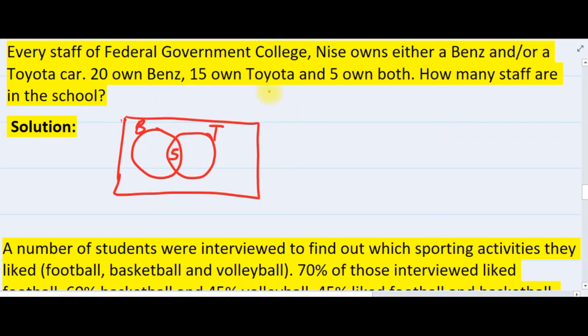Whenever you are reading Venn diagrams, start from the back. It's better. Let's get the both first: 5. Why 15 owns Toyota? Remember, out of it, 5 owns both, so it should be 15 minus 5, which is 10. And here, 20 minus 5 should be 15. How many staff are in the school? We want the total people in the school. So our universal set is now 15 plus 5 plus 10, which is 30. So 30, that's the answer.